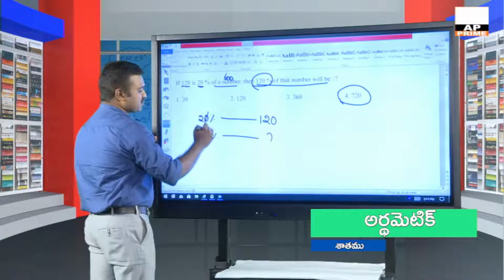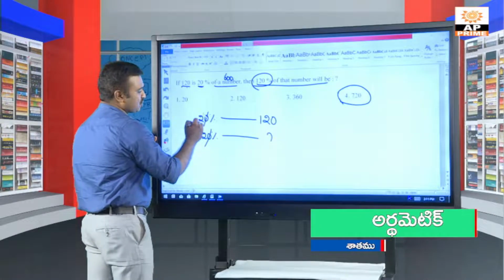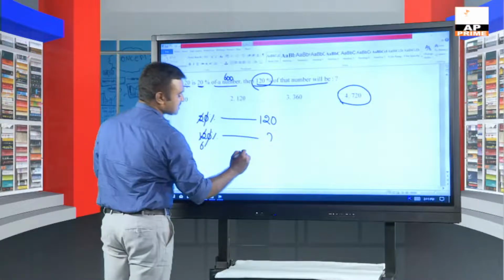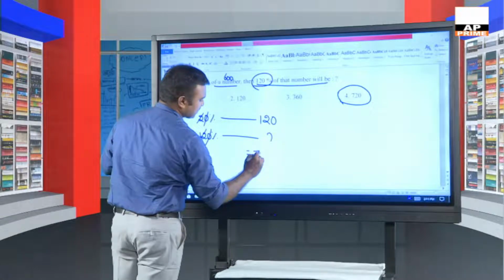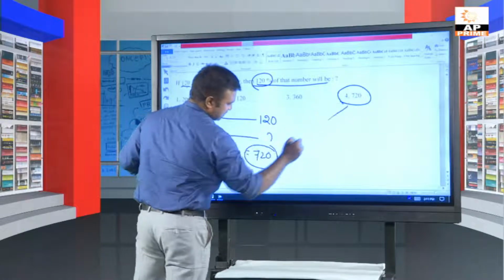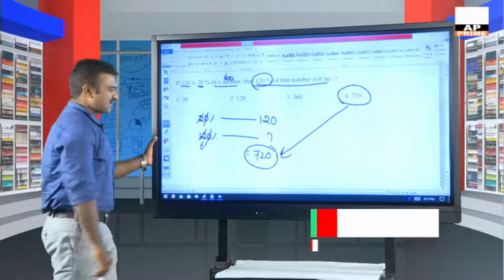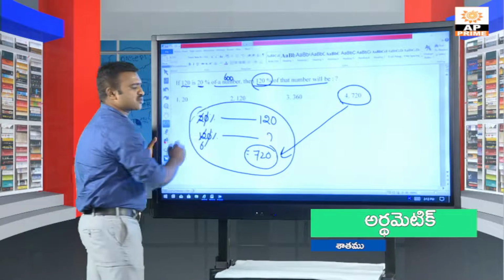సో ఈ జీరో క్యాన్సిల్ అవుతుంది. 2 టేబుల్ ఇక్కడ 6 టైమ్స్ క్యాన్సిల్ చేస్తున్నా, 12 6 72. అంటే మన ఆన్సర్ 720. మనకి సేమ్ ఆన్సర్ వస్తుంది, ఇదిగోండి 720. సో ఈ షార్ట్ కట్ కూడా చేసుకోవచ్చు.